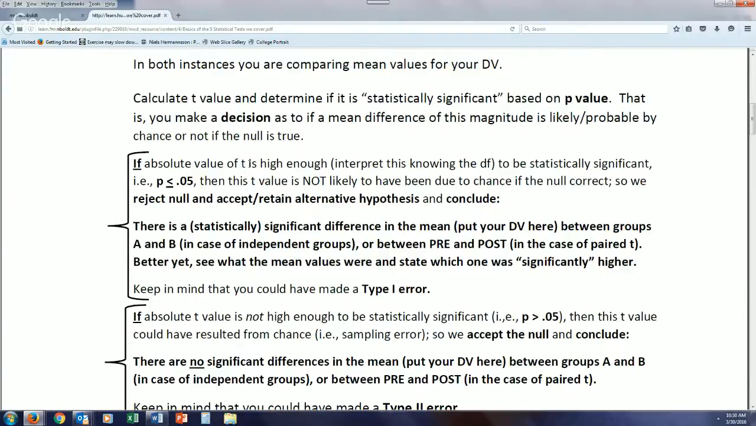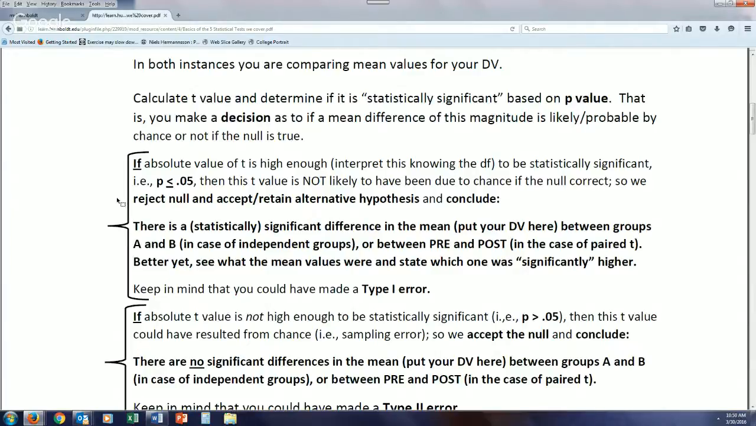If the absolute value of t is high enough to be statistically significant, and that will be determined by SPSS, you simply look at the p-value. And if the p is less than 0.05, this t-value is not likely to have been due to chance if the null is correct. Remember that the null was stating that there was no difference. So if p is less than 0.05, this t-value is kind of extreme, all right? It wouldn't have been due to chance. It wouldn't have been due to the normal variability due to sampling. So we say that, in fact, something happened. We're going to reject the null.